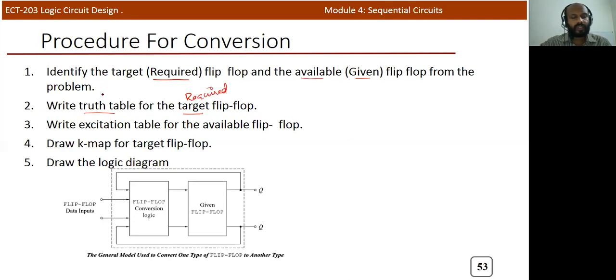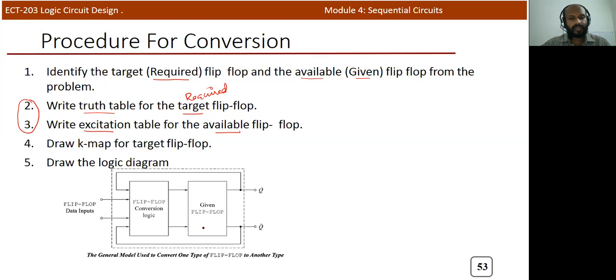So you need to write the truth table of the required, that is the target flip-flop, and you need to write the excitation table of the available flip-flop. These two steps are very important, so don't get confused with them. You always need to write the truth table of the required flip-flop and the excitation table of the available flip-flop. This is one of the important points that you should remember. After that, you can design the target flip-flop by using K-map, and finally we can draw the circuit diagram.